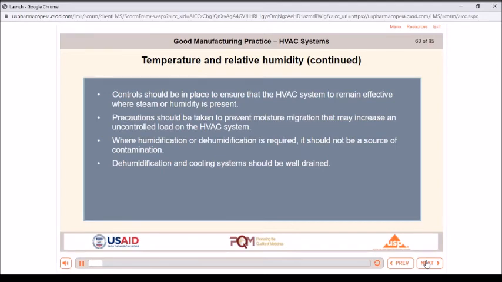Temperature and relative humidity continued. Controls should be in place to ensure that the HVAC system remains effective where steam or humidity is present. Precautions should be taken to prevent moisture migration that may increase an uncontrolled load on the HVAC system. Where humidification or dehumidification is required, it should not be a source of contamination. Dehumidification and cooling systems should be well drained.